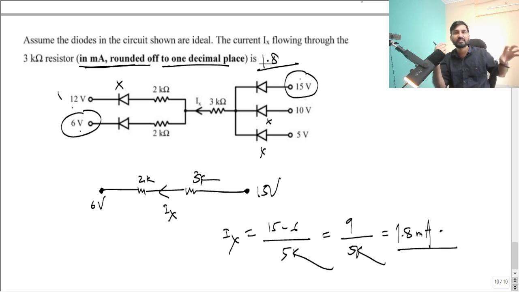So reference and the input voltage, check the difference, the maximum potential difference. The branch which has the maximum potential difference, that diode is going to be on only. I hope this makes sense.